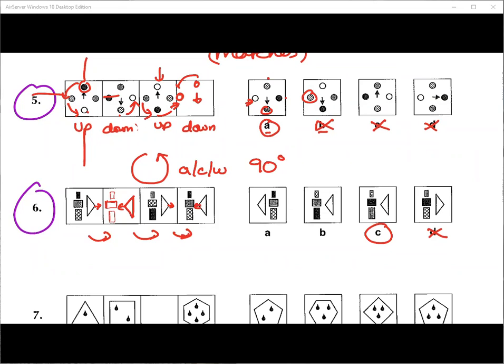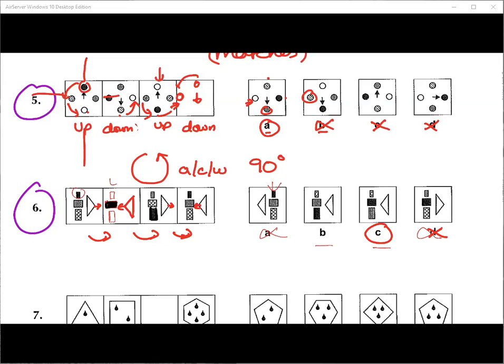Okay, and we can see that now. We want the shapes to be on the left-hand side. So for question number 6, this is on the right-hand side. So that's no good. And that one's no good. Right, so we've got a choice between B and C. What's happening with the shading? So the black one starts at the top. Where does it go to next? It goes to the middle. Absolutely, it goes to the middle. So the black one goes there.